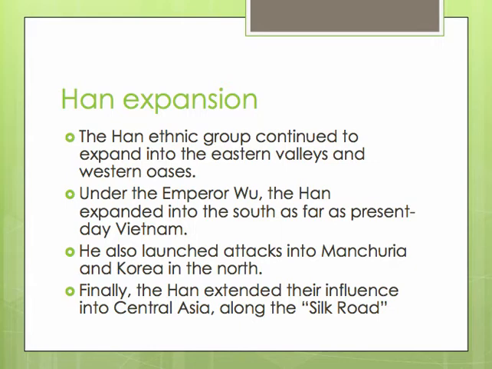Under the Emperor Wu, the Han continued to expand after it had consolidated eastern China, expanded south as far as present-day Vietnam. Also under Wu, they began attacks into Manchuria and Korea to the north, and finally, and most importantly, extending their influence out into Central Asia along the so-called Silk Road. And this is really what transforms China from a regional kingdom into what we might call at this early stage of history a global empire on a similar footing, if not even greater footing, in terms of its influence than that of ancient Rome.